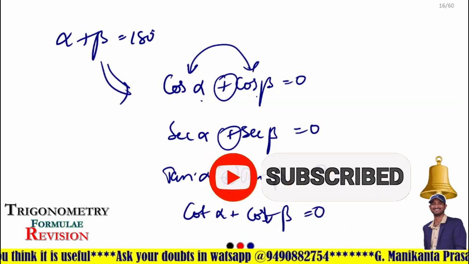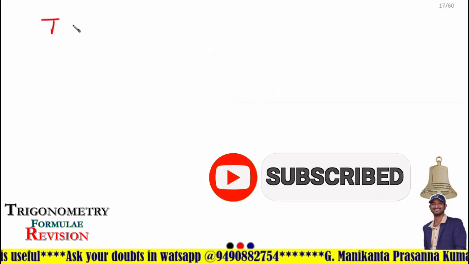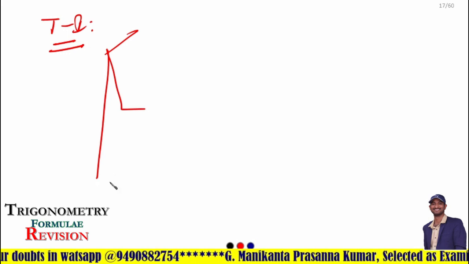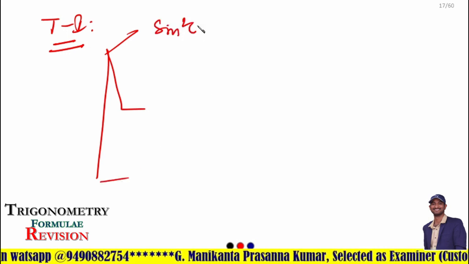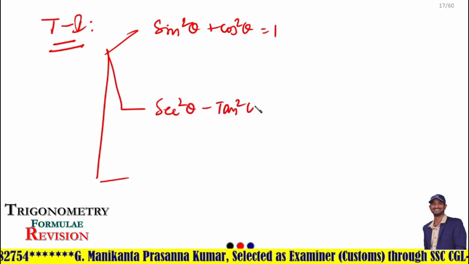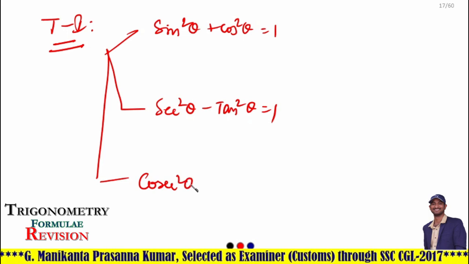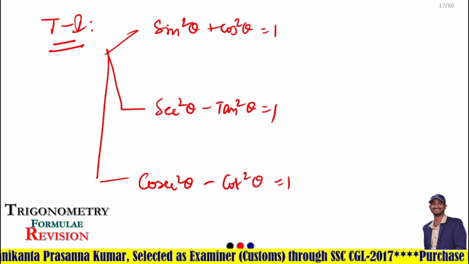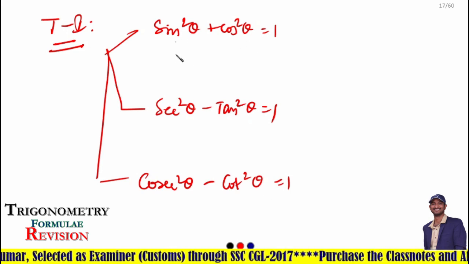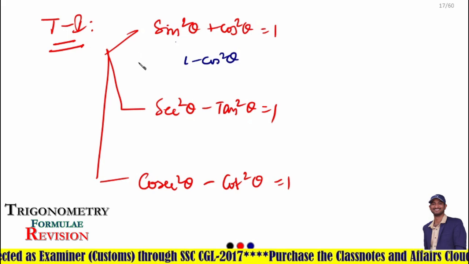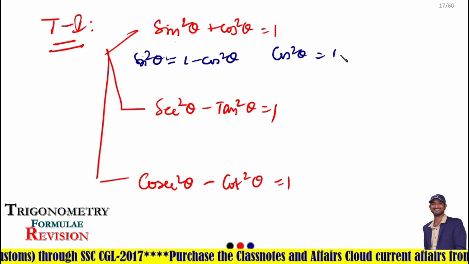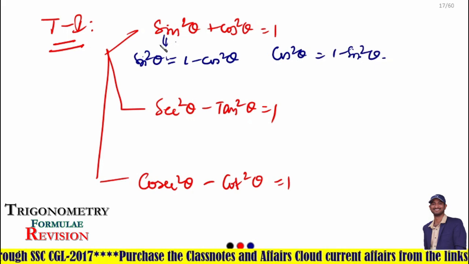Okay, next we go to the trigonometric identities. What are those three identities we have? Very, very important identities. Sin square theta plus cos square theta is 1. Secant square theta minus tan square theta is 1. And cosecant square theta minus cot square theta is 1. So these three are the most important identities in trigonometry. From these, sin square theta is 1 minus cos square theta, or cos square theta is 1 minus sin square theta. We can write this from the identity.